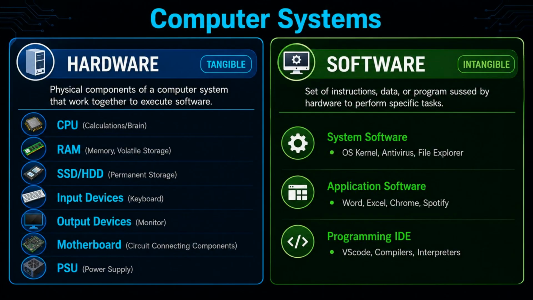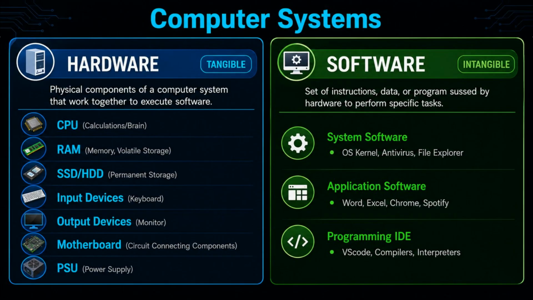Computer systems combine hardware and software. Hardware is tangible. The CPU handles calculations, RAM provides volatile memory, SSDs and HDDs give permanent storage, plus input devices like the keyboard, output devices like the monitor, the motherboard connecting everything, and the power supply.